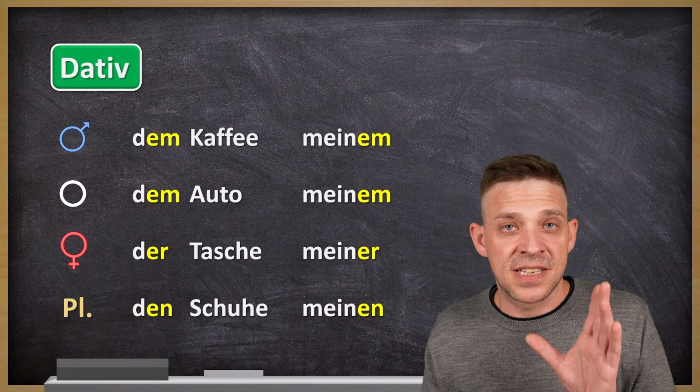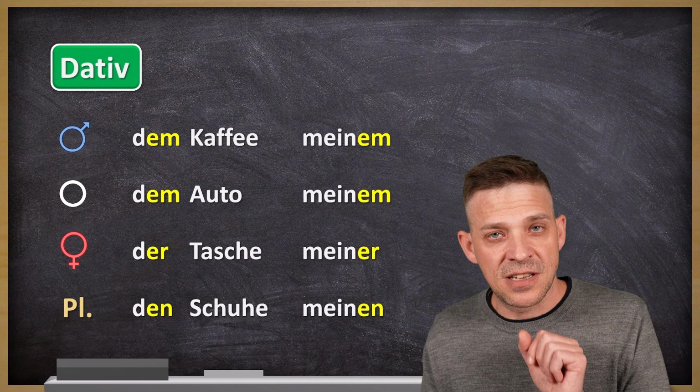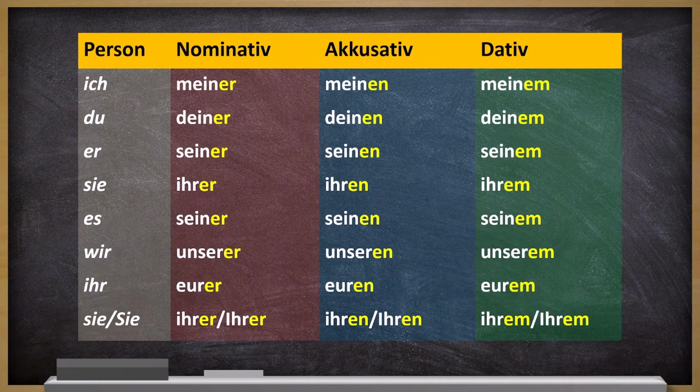But of course, this rule that the definite article endings are the same like the possessive pronoun applies also to all the other ones, like you can see here on this table. So you have ich, meiner, then du, deiner, er, seiner. They always have the same endings as the definite article. It doesn't matter which person.